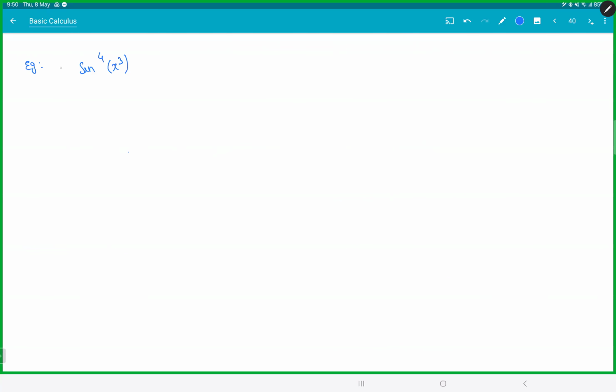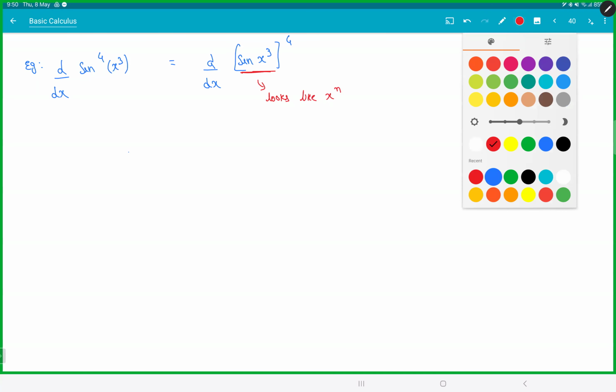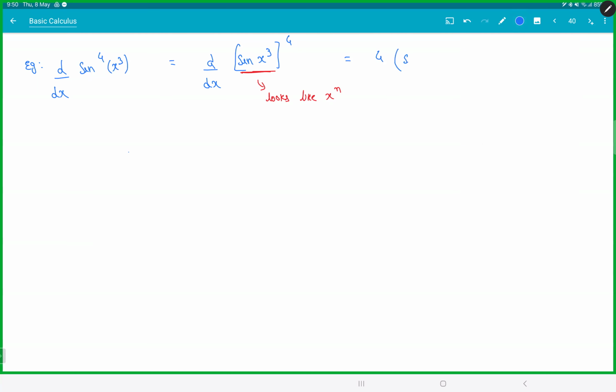So this thing looks like, check your answer, everyone. d by dx of (sine x cube) to the power of 4. I don't care what is inside. This thing is looking like something to the power of n. That's it. Don't worry what is inside exactly. So this will be 4 into that function inside, which is sine x cube to the power of 4 minus 1. Then differentiate whatever is inside. What is inside? Inside was sine x cube. So this guy was 4 sine cube x cube.